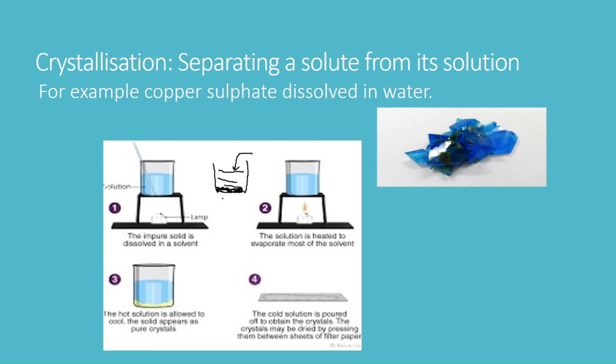So once the saturated solution is made, it is heated to evaporate some water so that it becomes more concentrated. Now if you let it cool down, the crystals will start forming in it as the temperature falls. And now you can filter out the pure crystals, rinse them with distilled water and dry them on the filter paper.